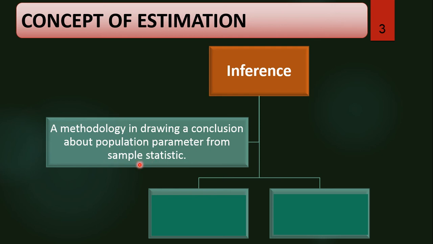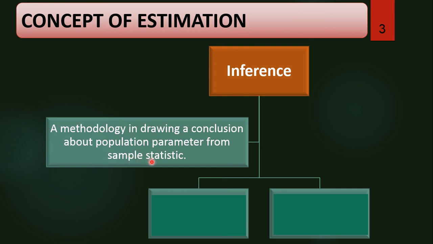Imagine we have sample data. From the sample data, we can come out with the sample mean and sample standard deviation. We want to estimate the population mean and population standard deviation. The process of estimating the population parameter from a given sample statistic, we call inference.